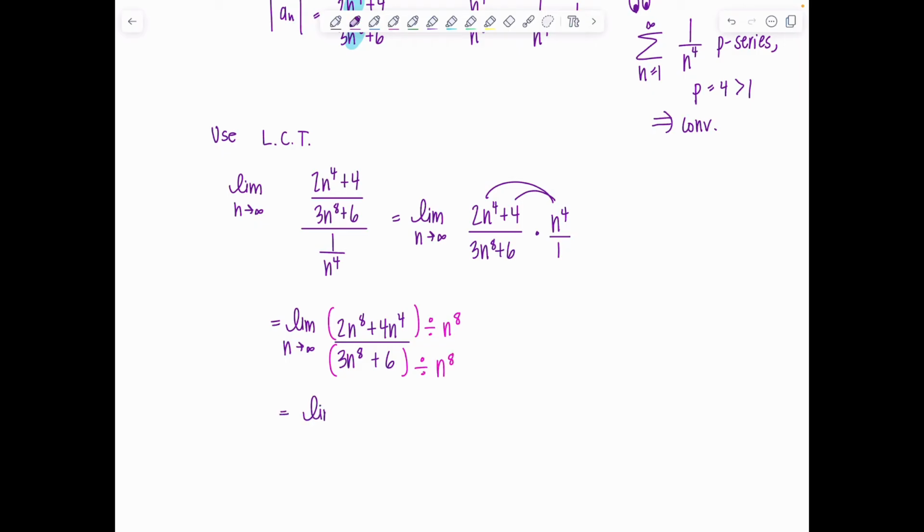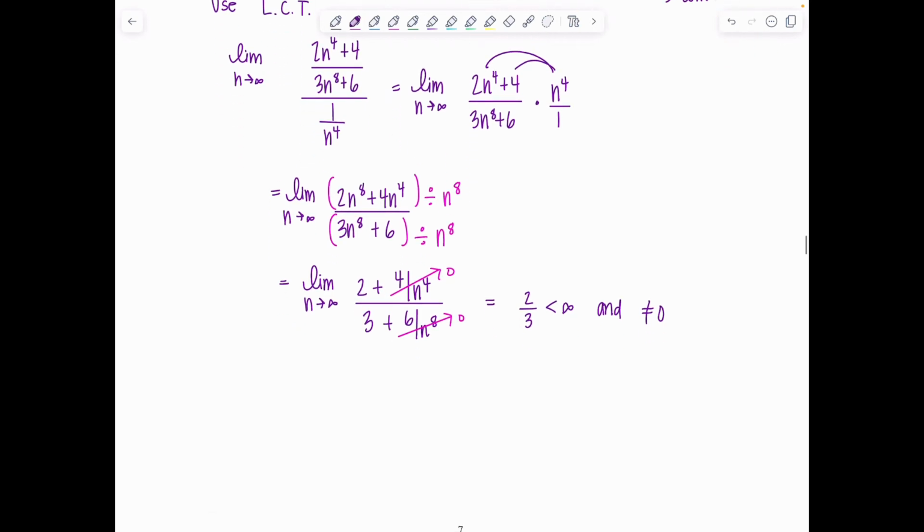This is now the limit as n goes to infinity of (2 + 4/n^4)/(3 + 6/n^8). As n goes to infinity, this term will go to 0, this term will go to 0, and I'm left with 2/3. What do we care about 2/3? Two things: that it's finite and that it's not 0. But I don't care what number it is. It could be 42. Okay, so what does that tell me?